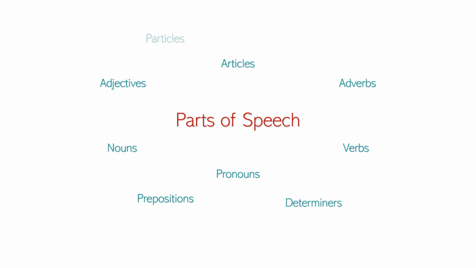So parts of speech, as I said, parts of speech are the different categories of words found in the English language. So what are these different categories? Nouns, verbs, pronouns, adjectives, adverbs, articles, prepositions, determiners, particles, conjunctions, gerunds, and interjections, also known as exclamation.